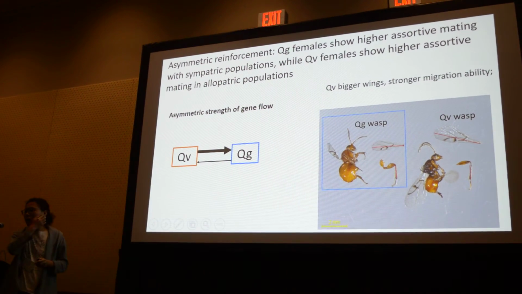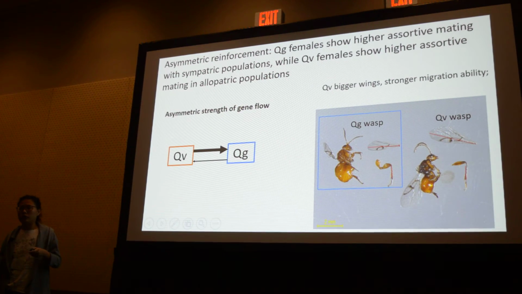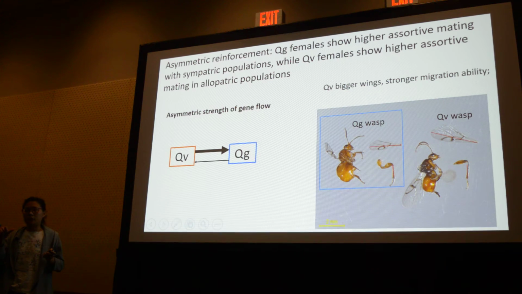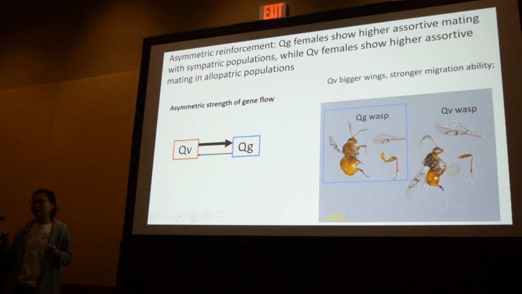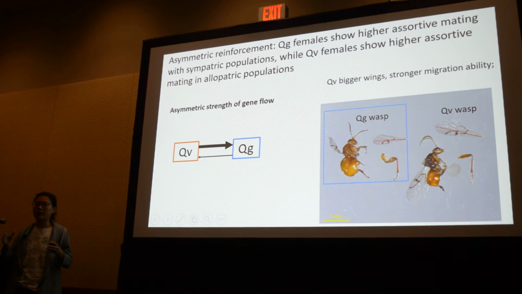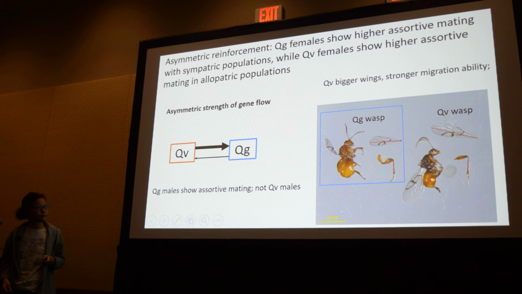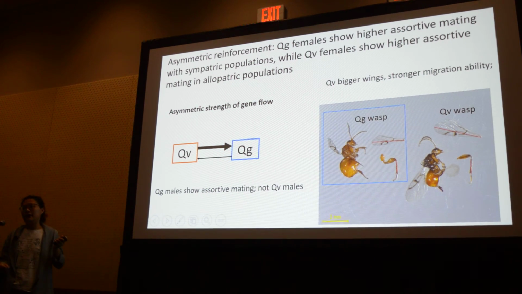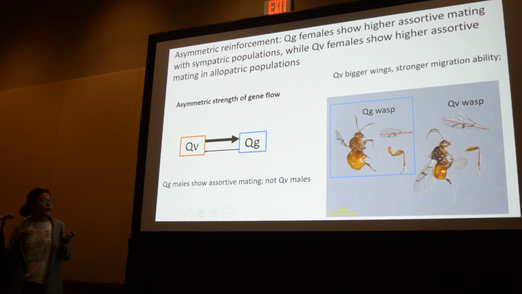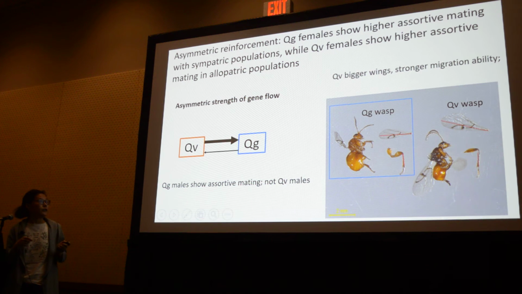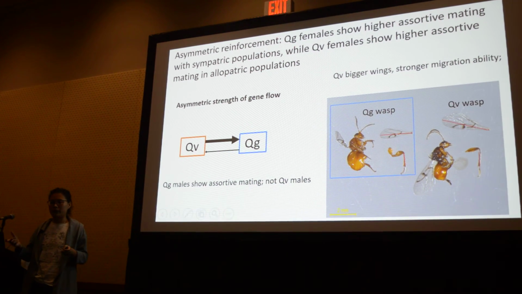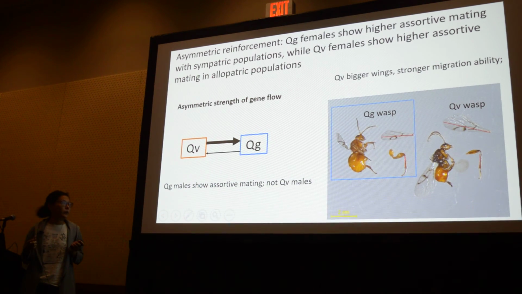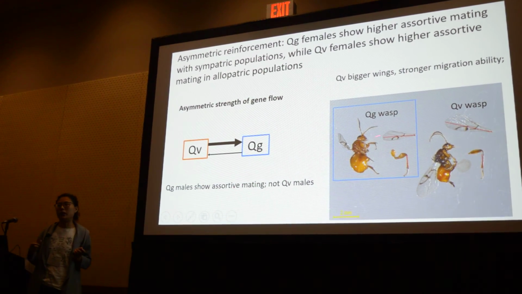And by looking at the morphology of the QV and QG wasps, we found that QG wasps have significantly smaller wings compared to body size, and the lab experiment testing flight ability also showed that QG wasps cannot fly. So that indicates that QV individuals have stronger migration rates, which further confirms our hypothesis that there's asymmetric gene flow between QV and QG, with QG experiencing more migrants from QV populations. And this also further explains why we see QG males showed assortative mating but not QV males.